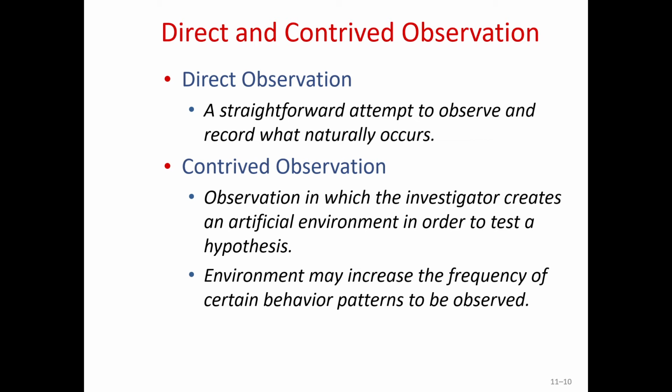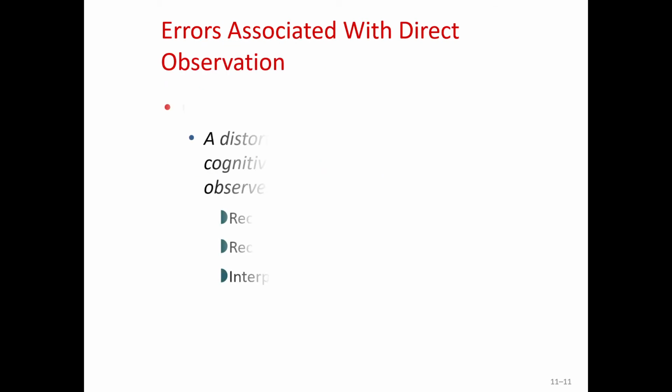Now, contrived observation. Most observation takes place in a natural setting, but sometimes the investigator intervenes to create an artificial environment in order to test a hypothesis. This approach is called contrived observation. Contrived observation can increase the frequency of occurrence of a certain behavior pattern, such as employee responses to complaints. This is contrived observation.